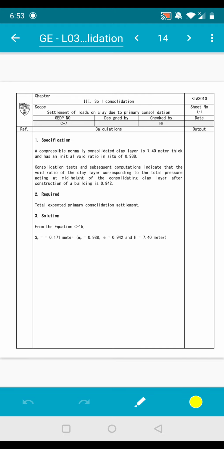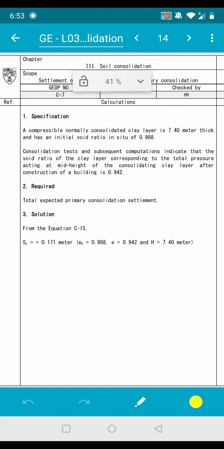This is problem number 7. Let's look at specification. A compressible normally consolidated clay layer is 7.4 meter thick and has initial in situ void ratio of 0.988. Consolidation tests and consequent computations indicate that the void ratio of the clay layer corresponding to the total pressure acting at mid-height of the consolidating clay layer after construction of a building is 0.942. Total expected primary consolidating settlement, which is your first stage.